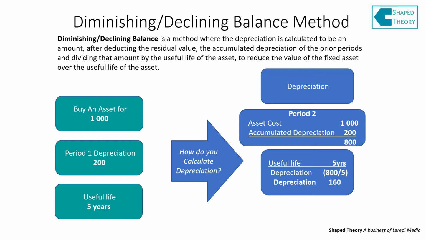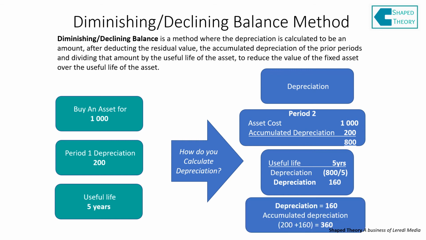This means that the current balance of our accumulated depreciation is 360, which is the 200 of year one or previous year plus the 160 of year two or the one that we have just calculated right now.